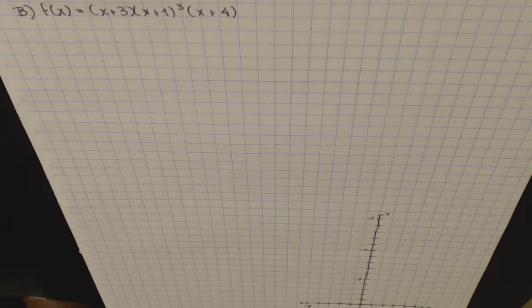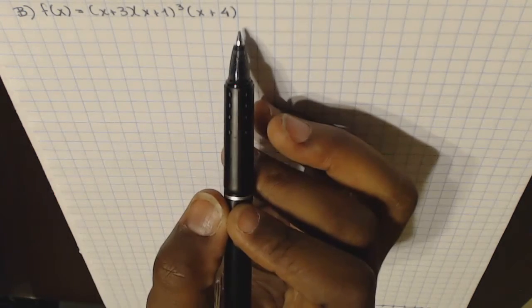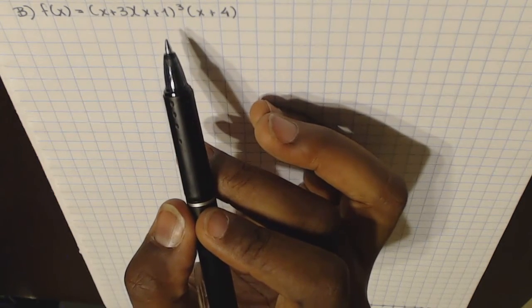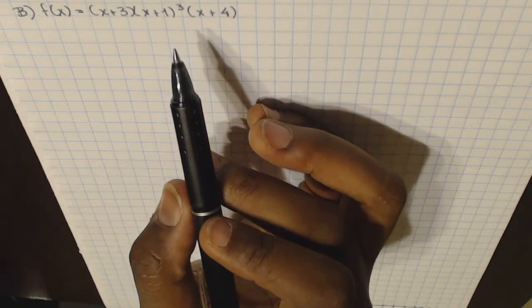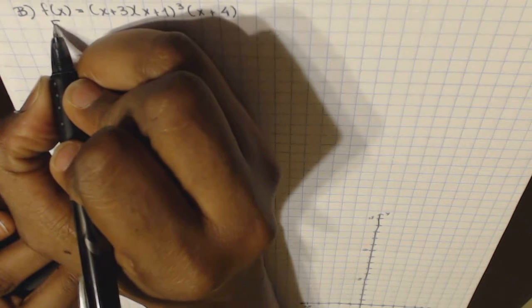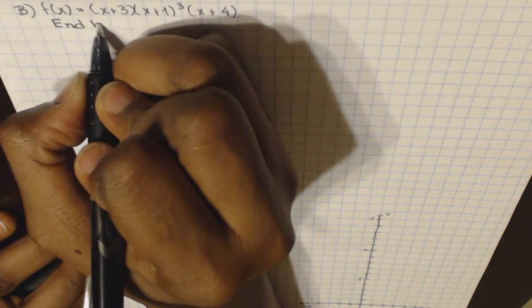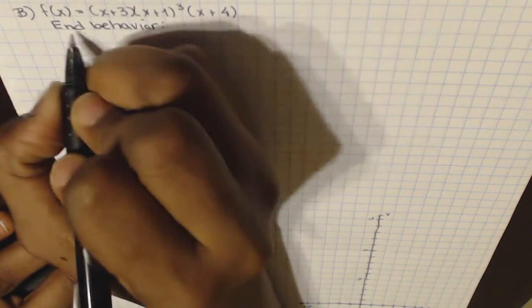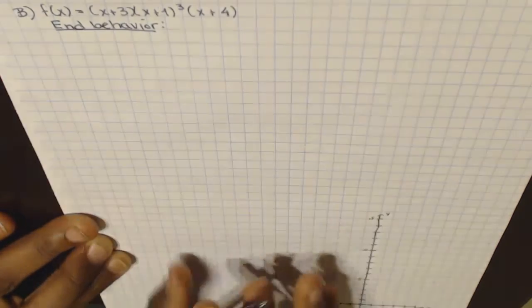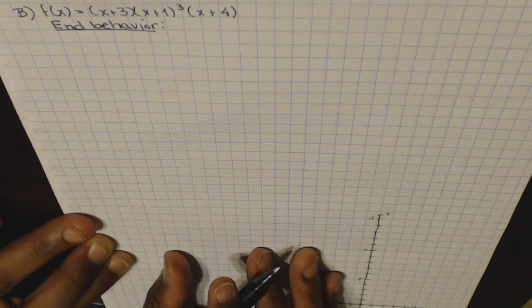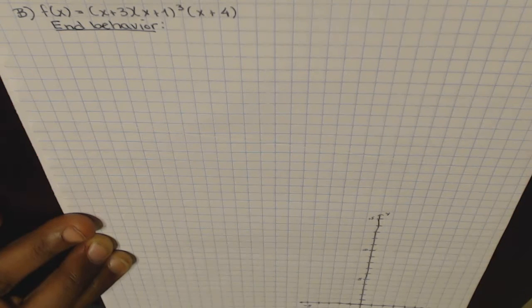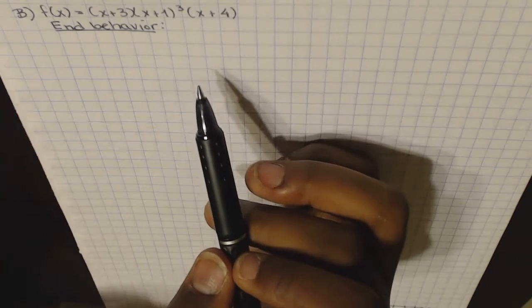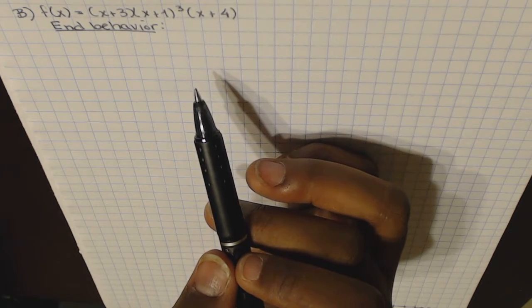The question reads, graph. The function given is an already factored polynomial. So we're just going to follow the polynomial procedure given in the lecture notes. We need to find the end behavior of this. So I need to find what my highest power is without necessarily having to FOIL all of this out.